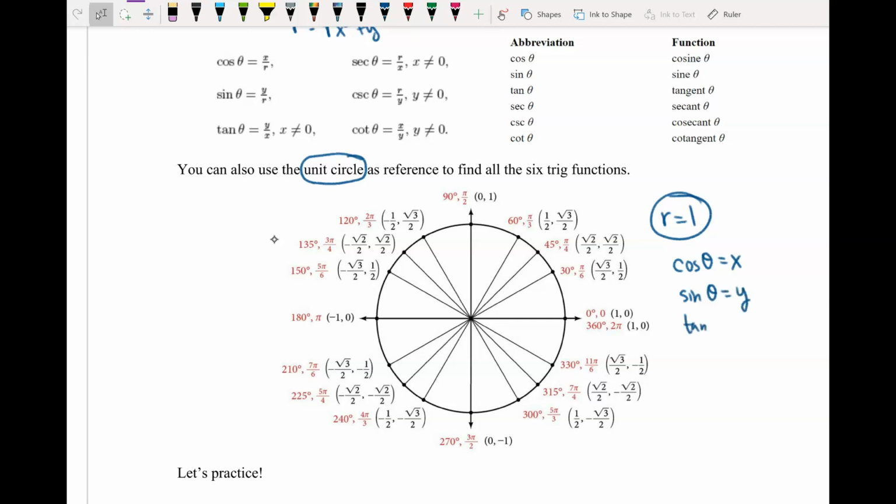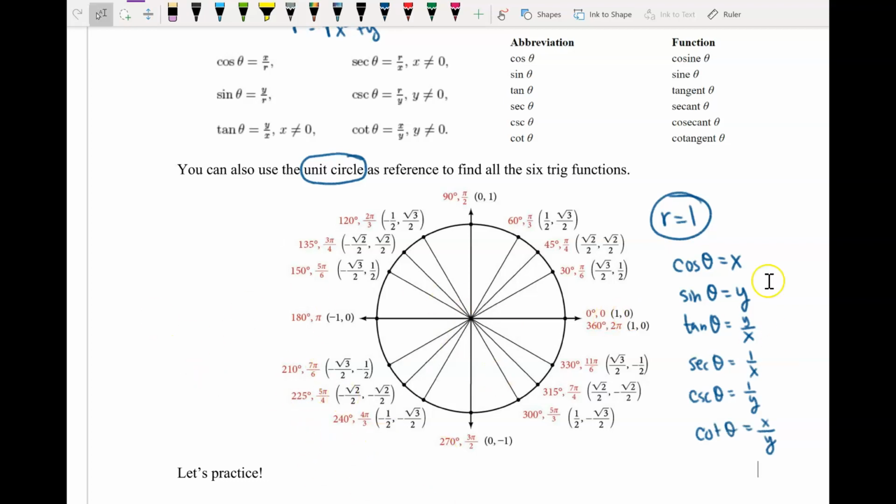Tangent of theta is still kind of the same, which is just going to be y over x. The secant of theta would be 1 over x, the cosecant of theta is 1 over y, and the cotangent of theta would be x over y. So we still got everything to be kind of the same.